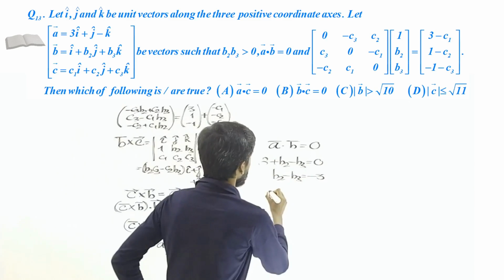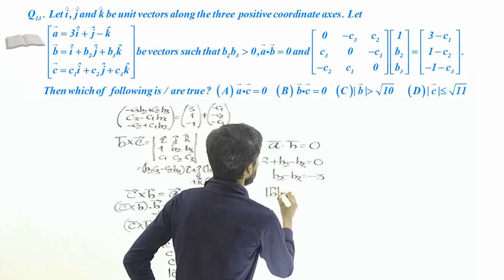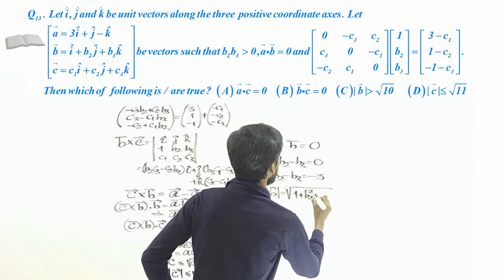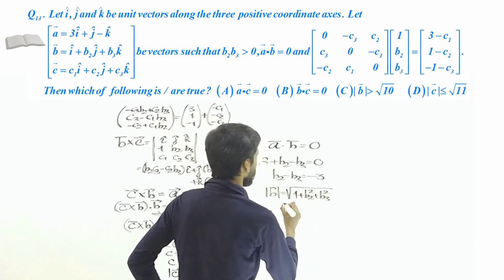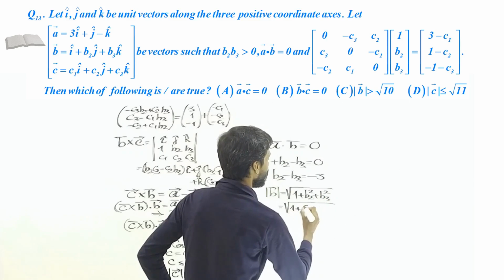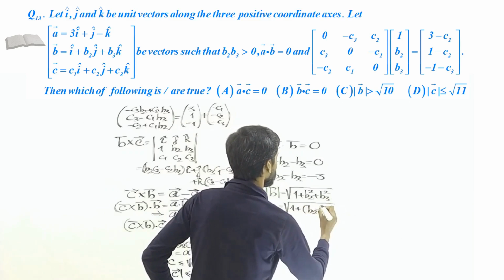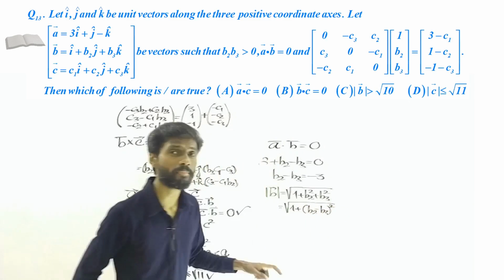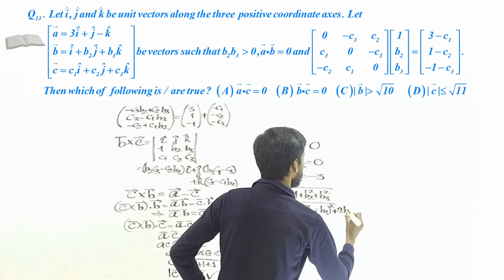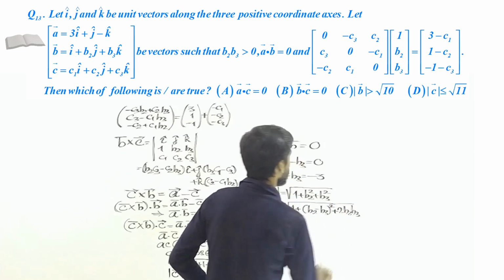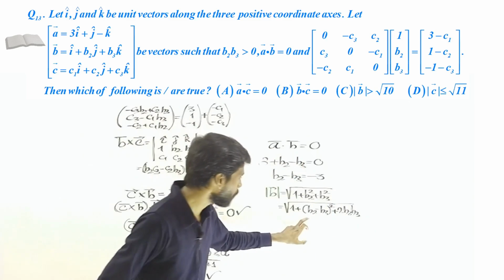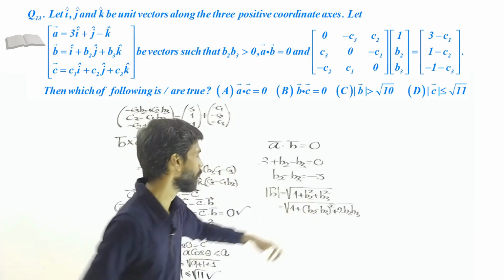So what is the magnitude of B? The magnitude of B equals the square root of 1 plus B2 square plus B3 square, right? That's just the magnitude. Now, but we know only the value of B2 minus B3. So we can write B2 square plus B3 square as (B2 minus B3) the whole square plus 2 B2 B3, right? Like A square plus B square is (A minus B) square plus 2AB. But B2 minus B3 is known, that is minus 3. So that can be substituted here.